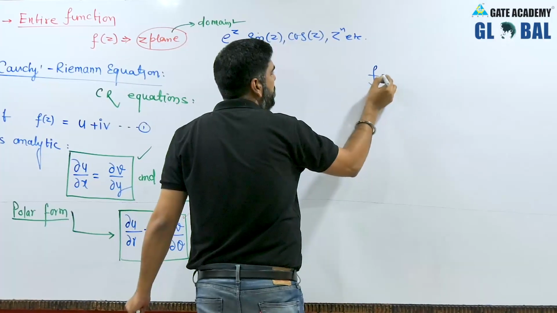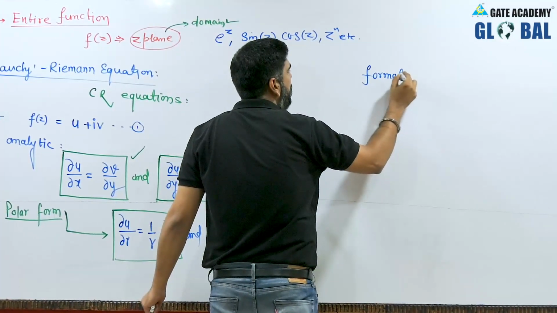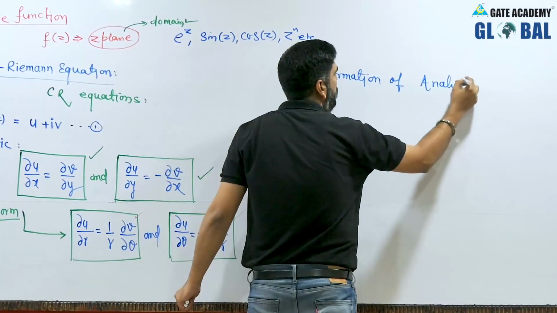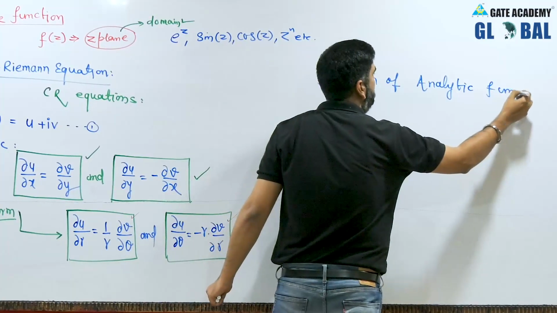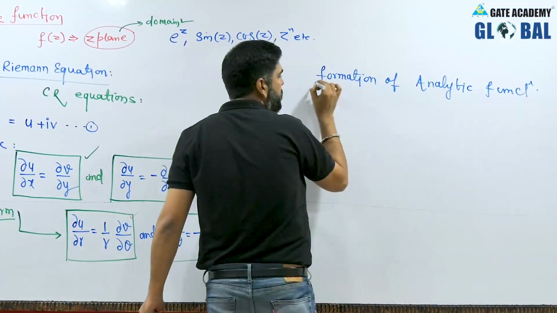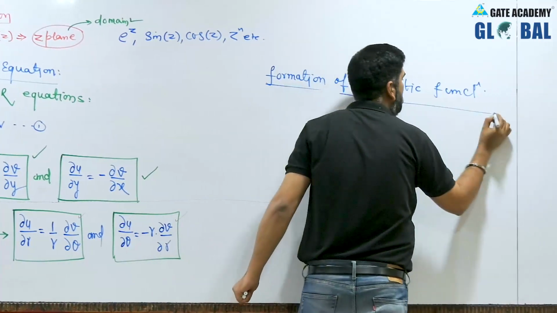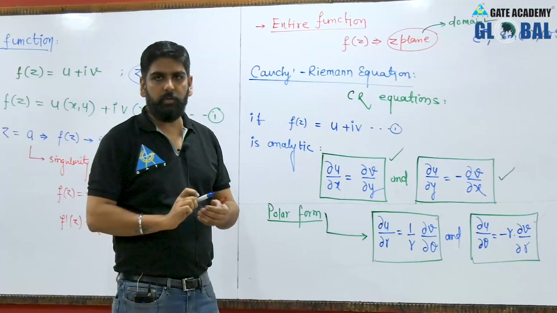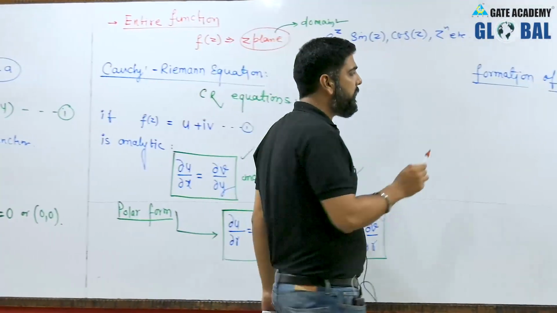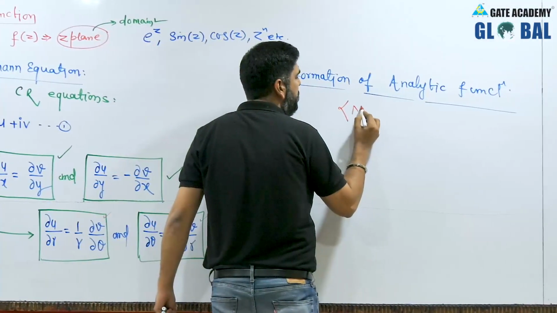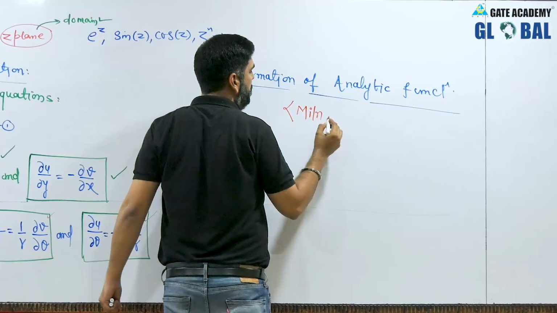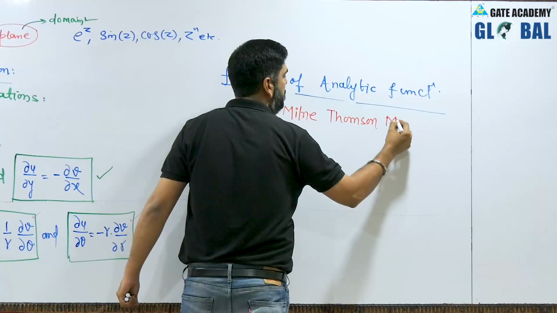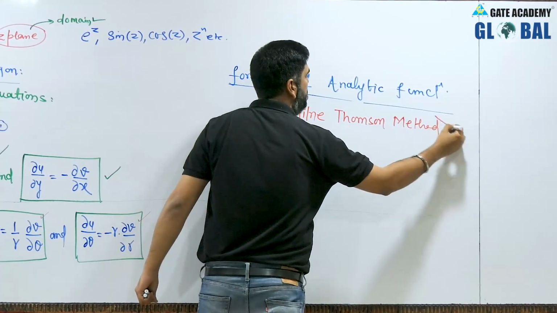So I am writing here formation of analytic function. What is the formation of analytic function? To check the analytic function, you can check the CR equations, and to form the analytic function, we will use the Milne-Thomson method. I am writing here the Milne-Thomson method.